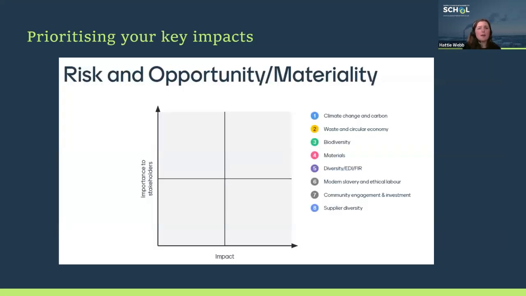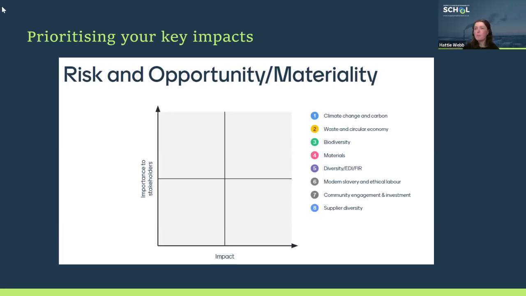You can also do something to assess your key impacts using a materiality assessment. So this is where you plot these key impacts on the right hand side there against importance to stakeholders and impact. And more organizations are doing something called a double materiality assessment. So looking at the impact that you're having on the outside world, but then also the impact that the outside world is having on you as an organization. So looking at it from that kind of double lens there.